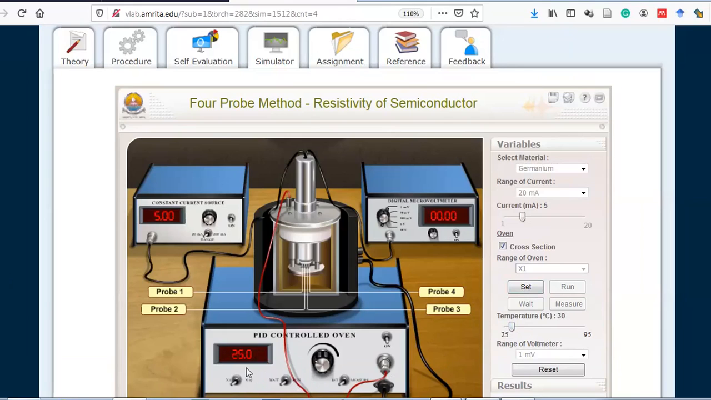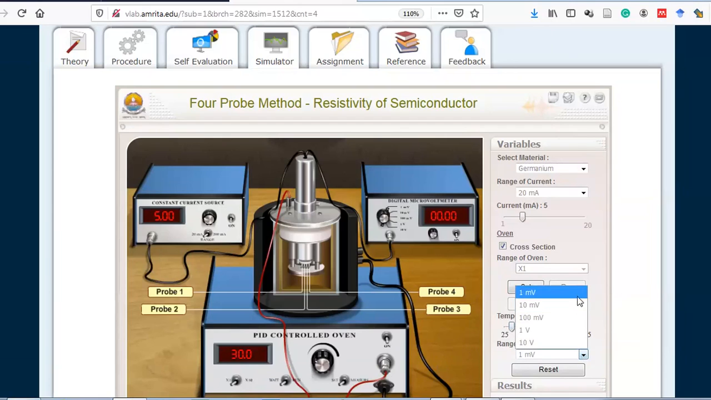So you see 25, then 26, 27. Okay, you see this part, 28, 29, and at 30 it will stop. Clear? So that's how, after going to this, now you have to note down the reading of voltage. So first you need to decide the range of the voltmeter.